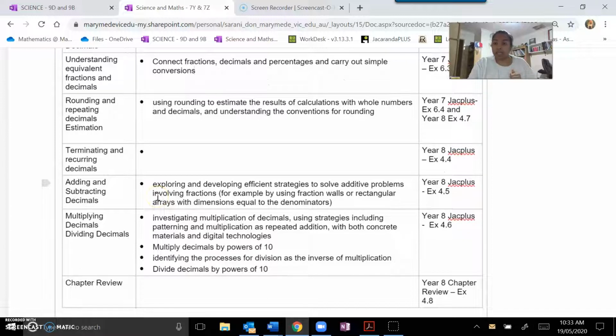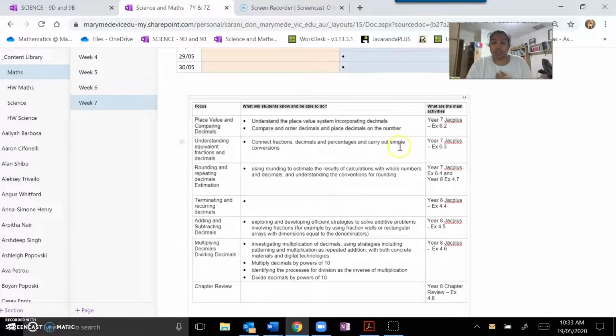Then we're looking at terminating and recurring decimals. That's in the year 8 textbooks, 4.4. Adding and subtracting decimals, which is exercise 4.5 in year 8. Multiplying and dividing decimals, that can be quite tricky, but I'm going to show you some methods on how you can do it. Hopefully you guys have done some before. If not, it's okay, but that's also from the year 8 book. This is going through literally what we're going to be doing, I think till the rest of the term. If not, I'll let you know, but make sure you have this written down, or printed or something, so you know what's happening.